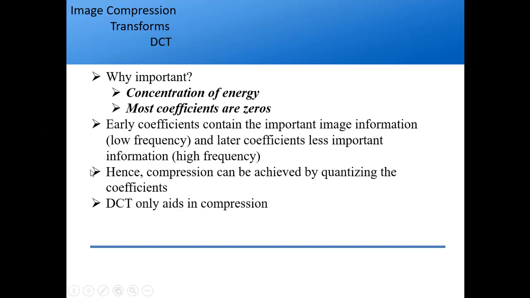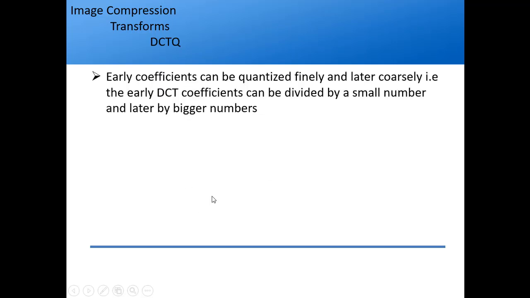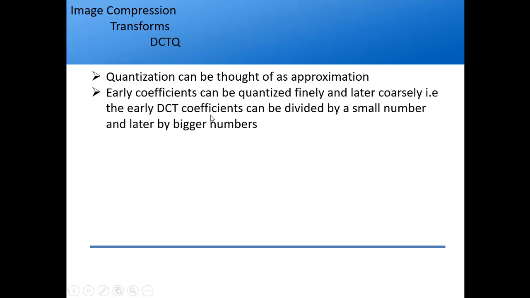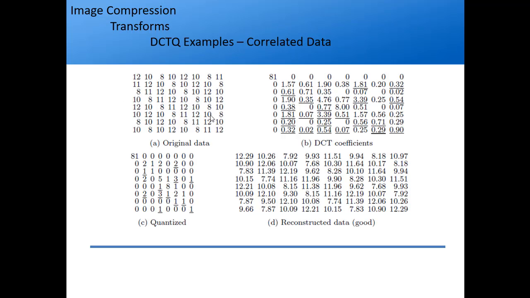Another fact we discussed was that DCT only aids in compression. It is not a compression technique. How do we achieve compression? Using quantization. So DCT plus quantization, DCTQ, is what actually helps in compression. Early coefficients are quantized finely and later ones coarsely. As we discussed last time, the early coefficients are quantized finely, so they are divided by a small number, and if they are quantized coarsely, they are divided by bigger numbers. Quantization is nothing but approximation.